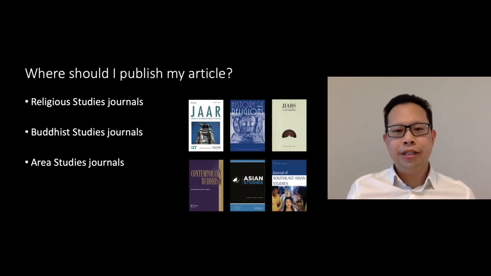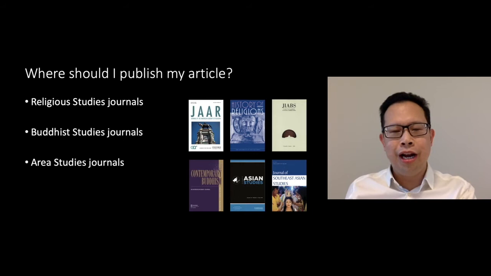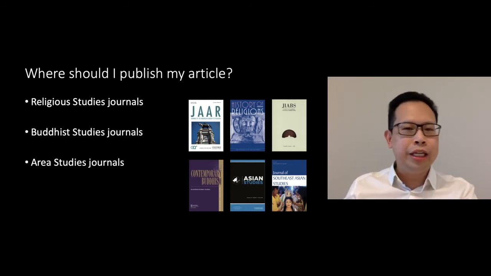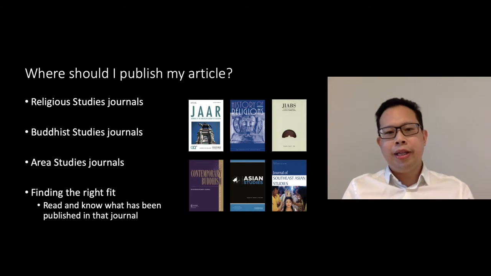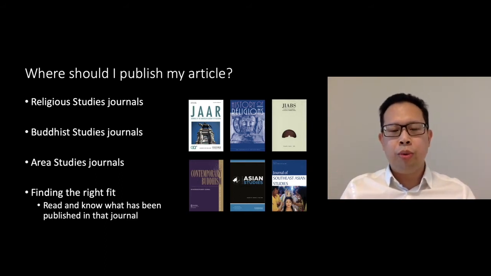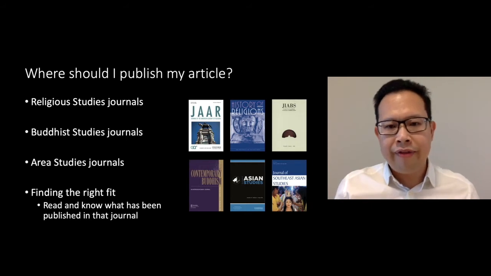And also there are scholars of Buddhism whose work might include areas of, for instance, anthropology and sociology. You can also consider publishing your work in leading journals of the other disciplines. But the most important thing that you need to know when you think about where you want to publish your article, you should ask yourself a very important question, and that is, what is the right fit?